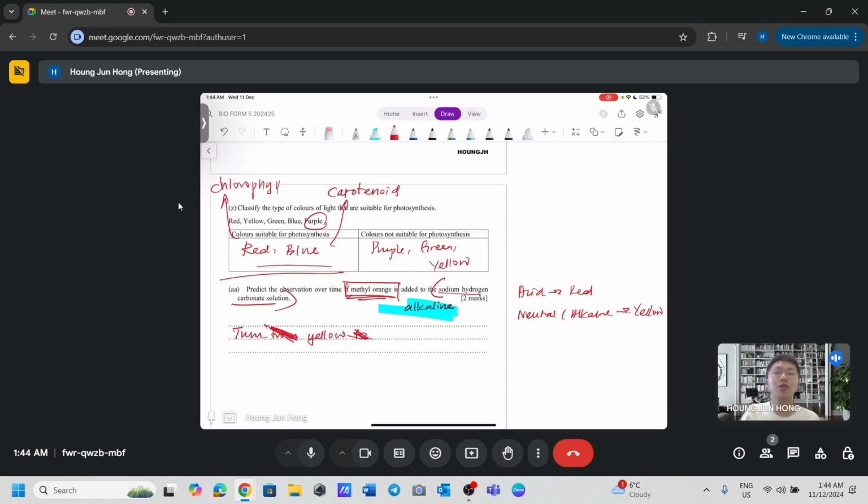Technically, the solution is alkaline, and alkaline should make it turn yellow. Even if the carbonate produces carbon dioxide, the carbon dioxide is also used up by photosynthesis. It doesn't actually cause any acidity. It will just be used up by photosynthesis, which also produces oxygen. Oxygen is neutral, so it shouldn't change anything. Neutral and alkaline are both yellow. So it will just turn yellow. Nothing special. Okay, that's it for this question.